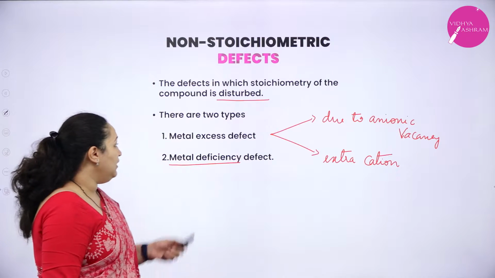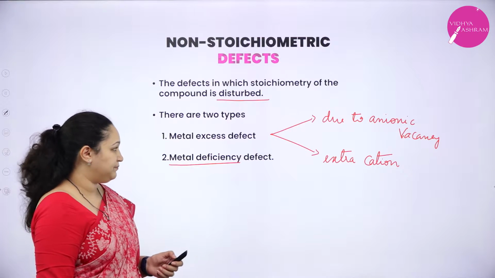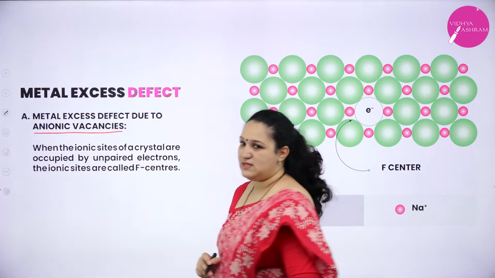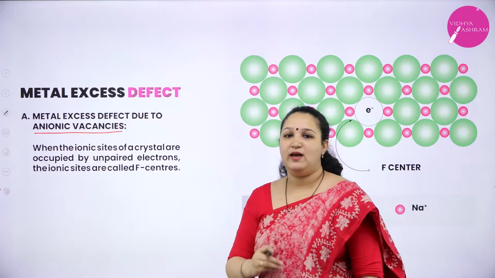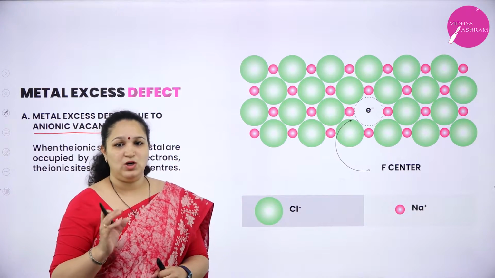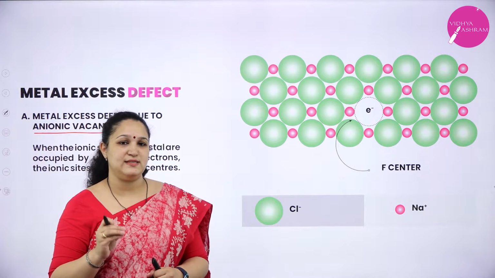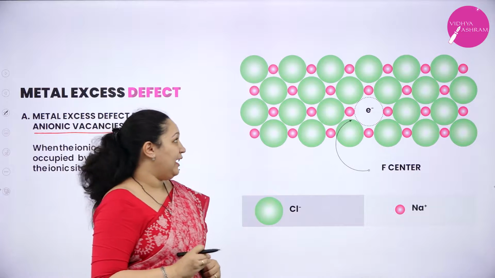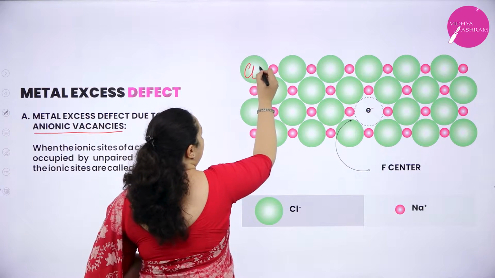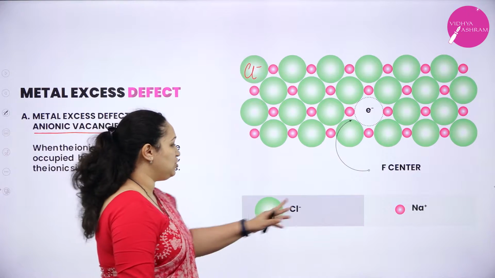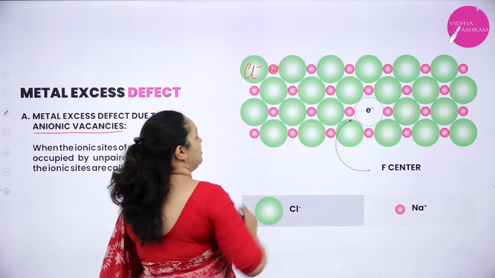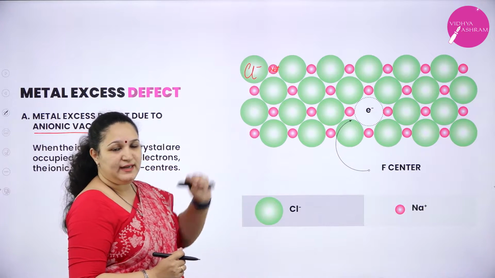So we learn further about metal excess defect. The first one is due to anionic vacancy. Metal excess defect due to anionic vacancy. Here I will take an example of sodium chloride crystal. So here you can see in this diagram, the green ones are chloride ions and the pink ones are sodium ions, Na+. You can see they are present alternately.